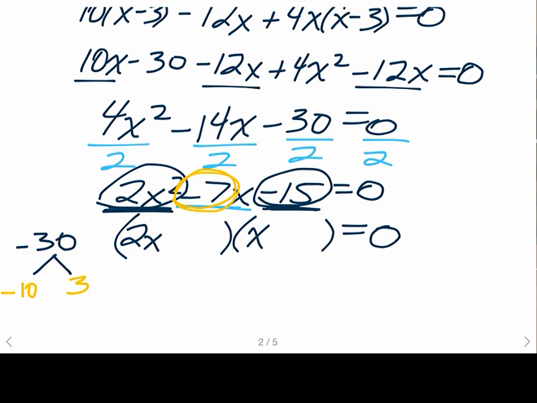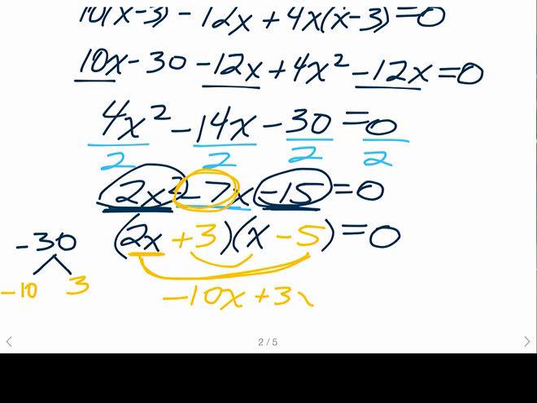So what I need to do is pair this 2x in the first set of parentheses with something that will give me a negative 10. In other words, that 15 is going to be broken up into negative 5 and a positive 3. We can check our OI, like FOIL, OI in the middle. Checking our OI means we're looking at 2x times negative 5 is negative 10x. 3 times x is positive 3x. Those add up to be negative 7x. That matches the middle term that we were looking at, so I know that our factoring is correct.